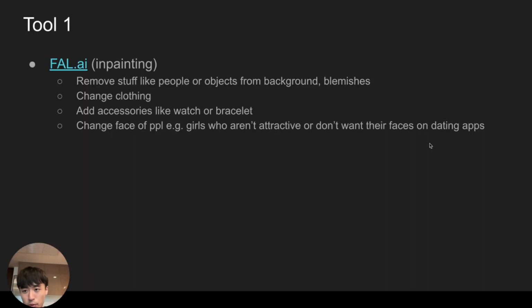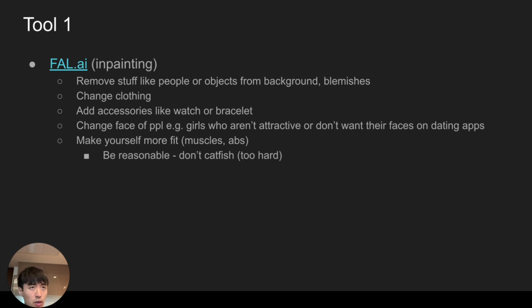Alright, so the next thing we can do with this tool that I think would be useful on a dating app is we can make ourselves look more fit, right? So obviously, don't catfish, be reasonable, but let's just say you're usually pretty fit, but for whatever reason, past couple weeks, you're just super busy with work, you got a little fat and you're not as shredded anymore, or haven't been able to hit the gym, so your arms are not looking as big. We can fix that with AI.